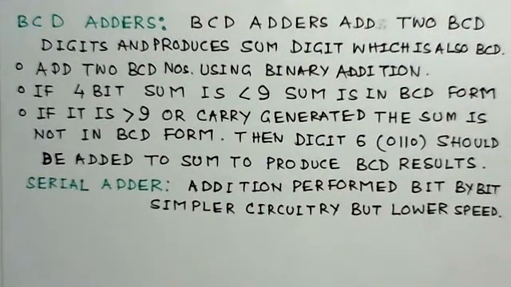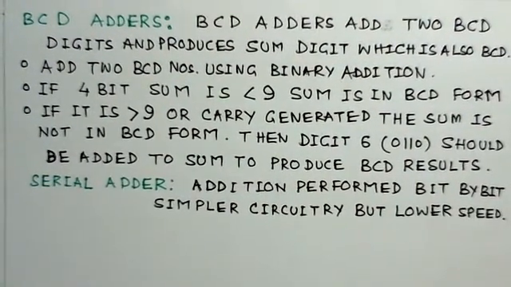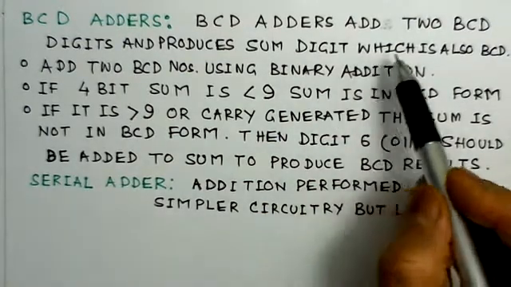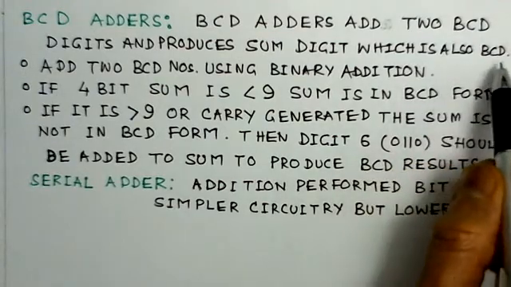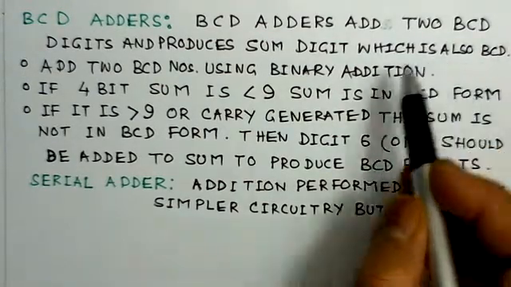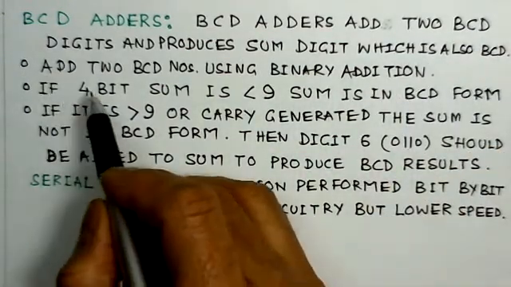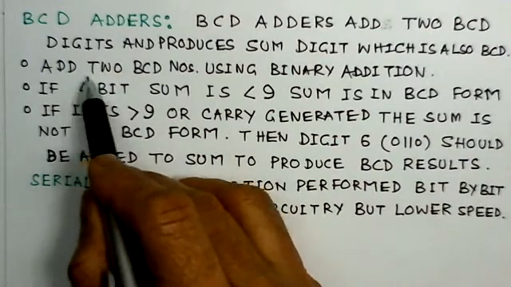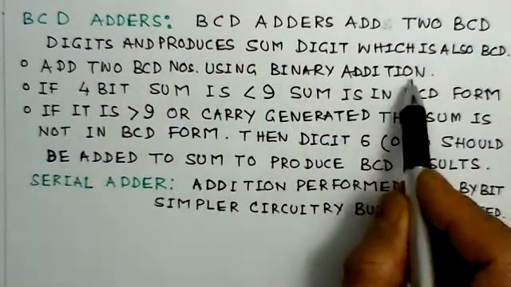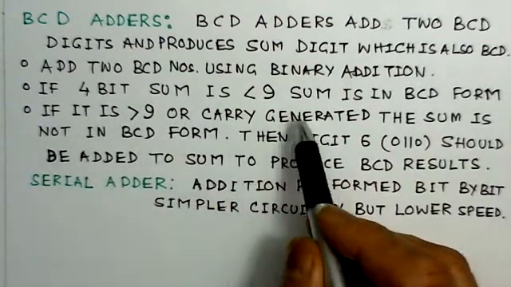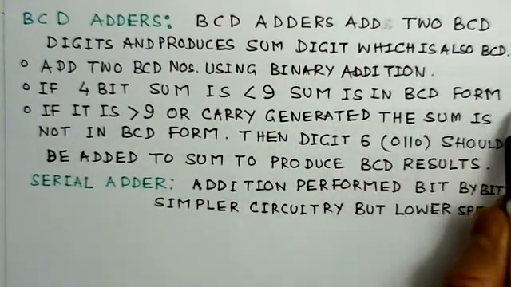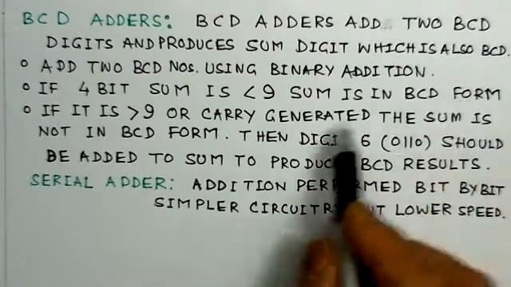Now another kind of circuit is a BCD adder. A BCD adder adds 2 BCD digits and produces some digit which is also a BCD. So the following steps are there. Add 2 BCD numbers using binary addition procedure. If the 4-bit sum is less than 9, the sum is in BCD form. We don't have to worry about it.